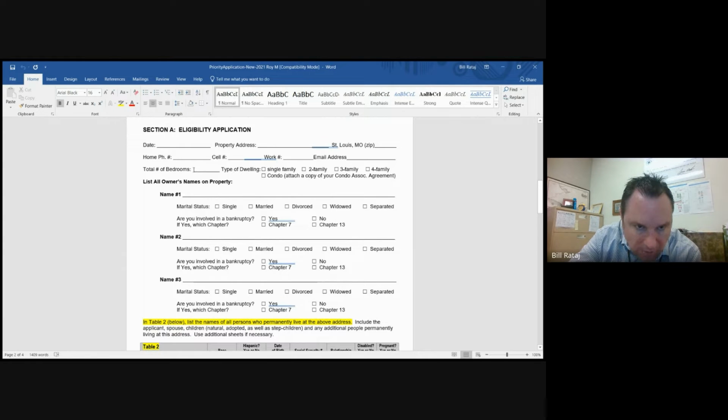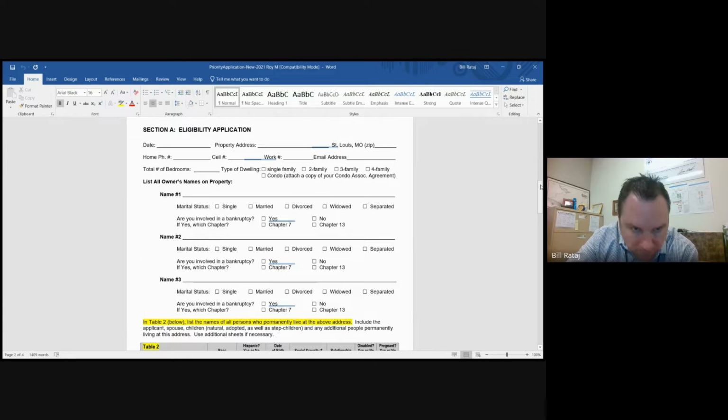We also need to know how many bedrooms are in your property. That's something we have to report to HUD. So if you could list that on your application. And we need to know what type of home it is. Is it a single family home, or is it a two family, a three family, a four family, or a condo? If it is a condo that you're living in, we do need to see a copy of your condo association agreement.